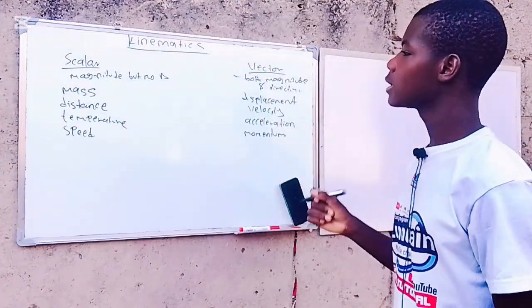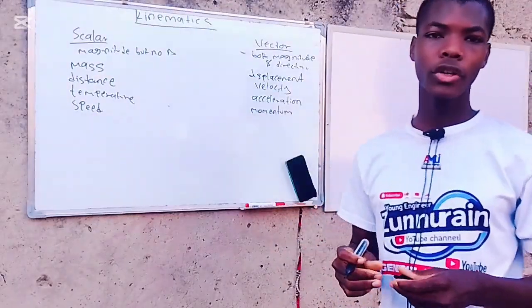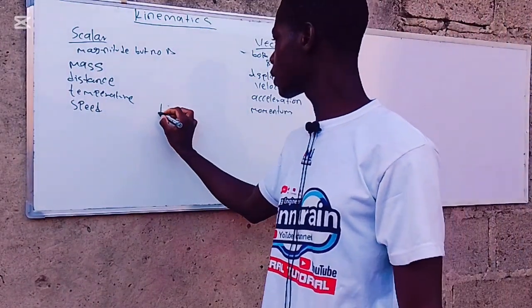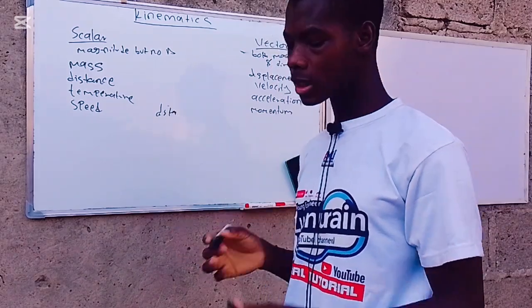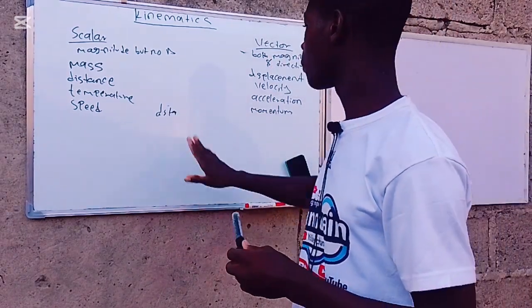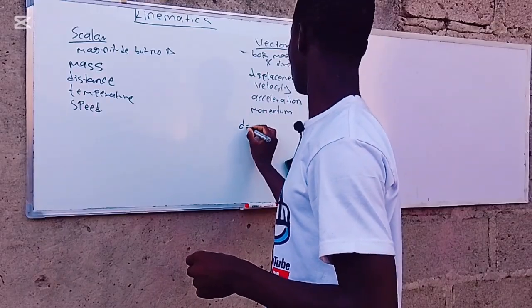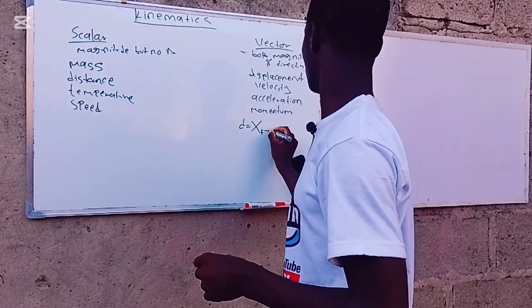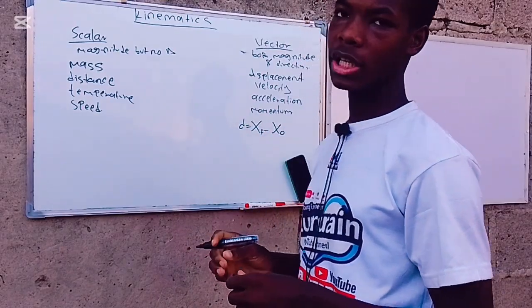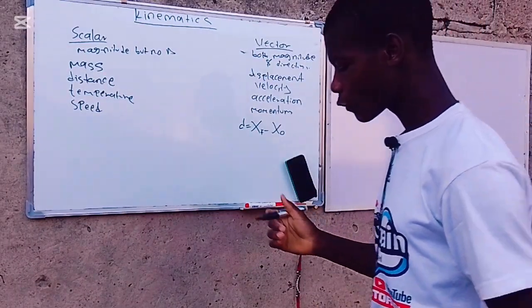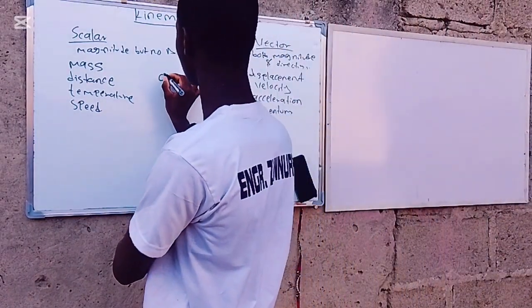In scalars and vectors, one thing I need you to know is the difference between distance and displacement. Displacement is the final position minus the initial position.